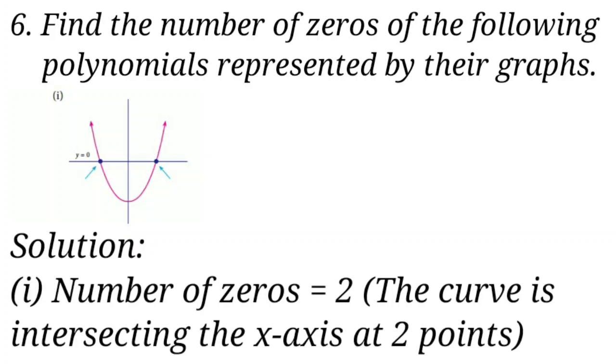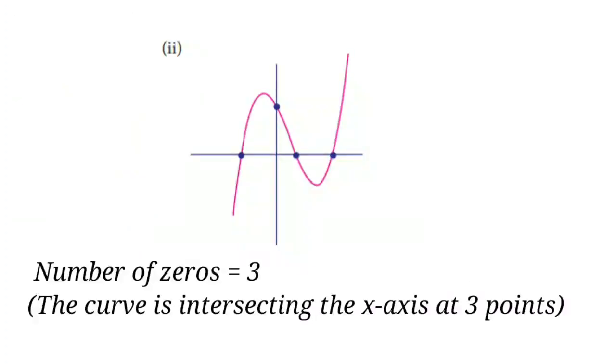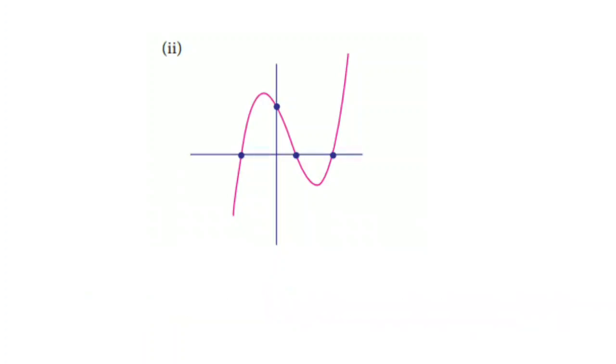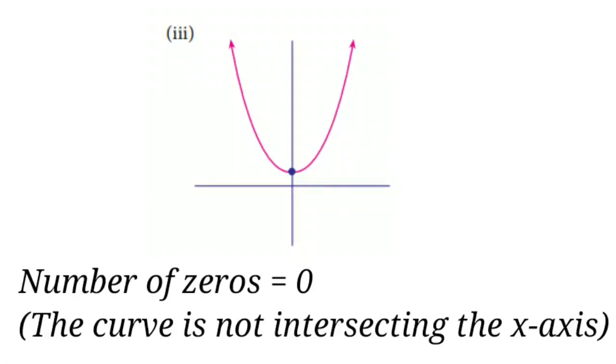Then the curve is intersecting the x-axis at 2 points. Second one, the curve is intersecting the x-axis at 3 points. Therefore, the number of zeros is equal to 3. Third subdivision, the curve is not intersecting the x-axis. Therefore, number of zeros is equal to 0.